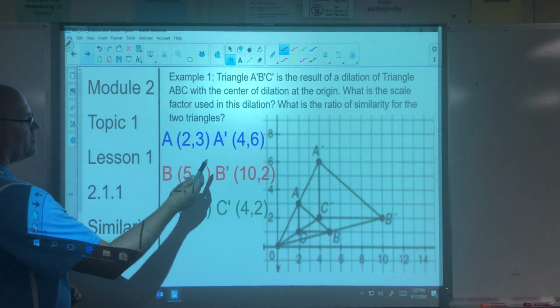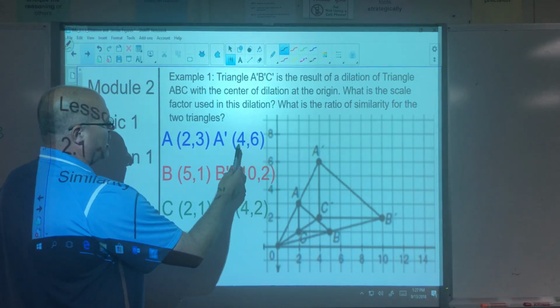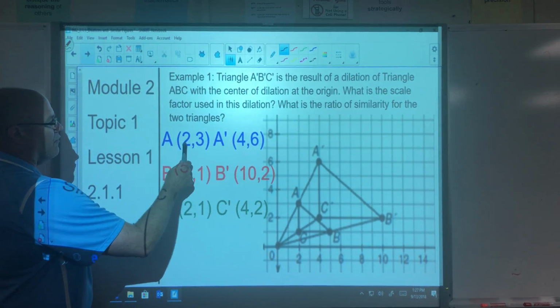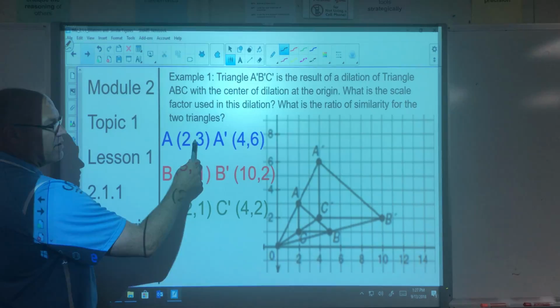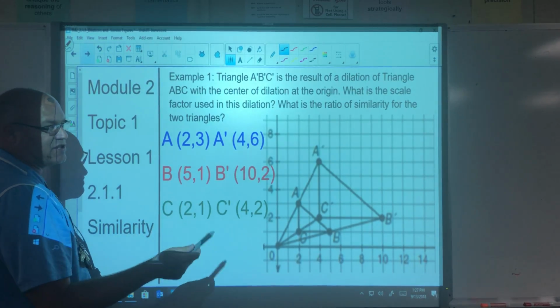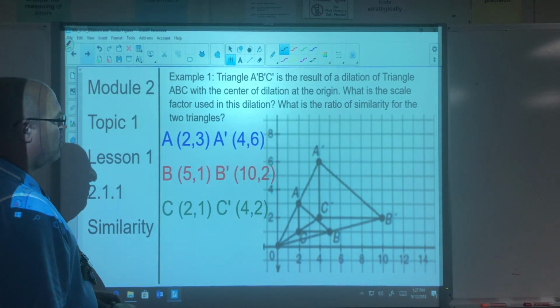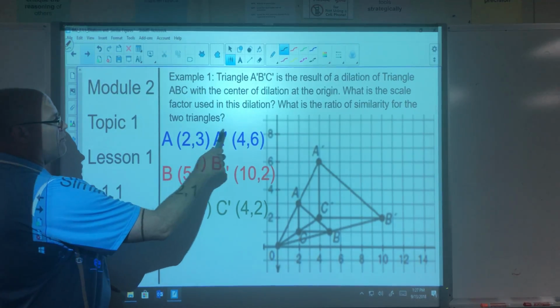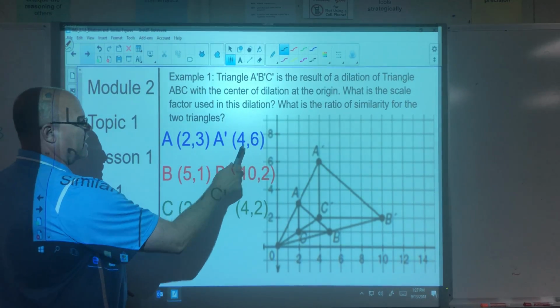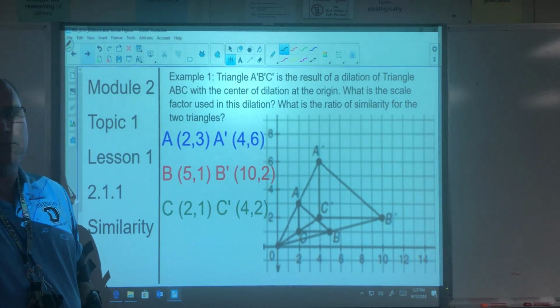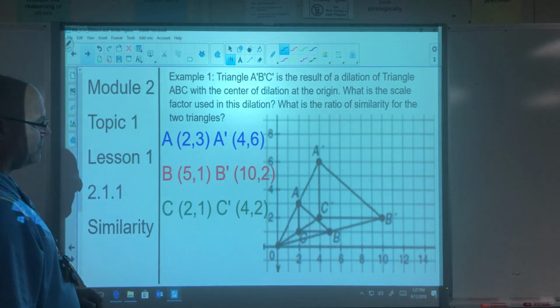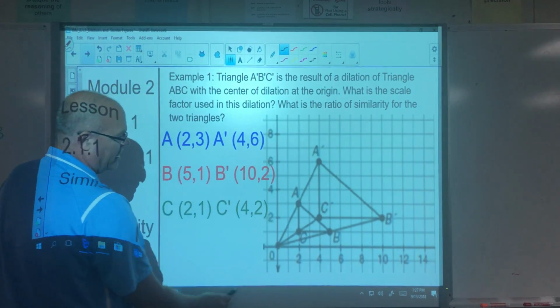So if I want the ratio of similarity, I know it's 4 over 2 or 6 over 3. That gives me a ratio of similarity 2 to 1. If I want to go 2 over 4, 3 over 6, then I have a ratio of similarity that'd be 1/2.